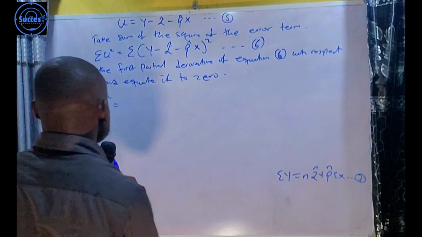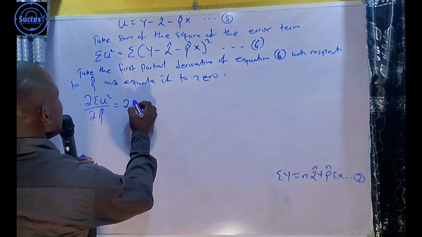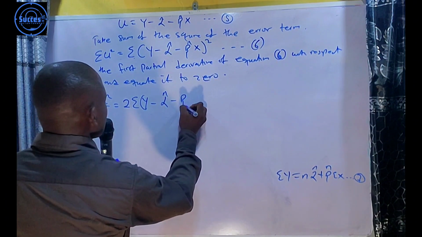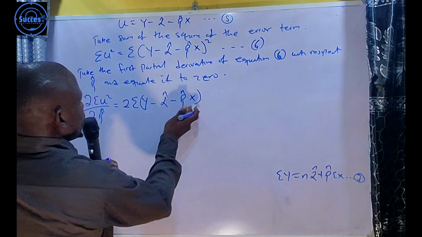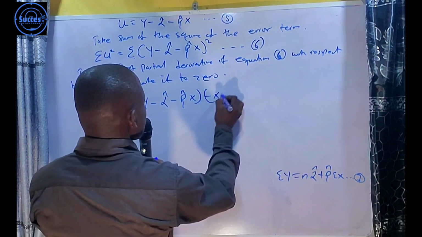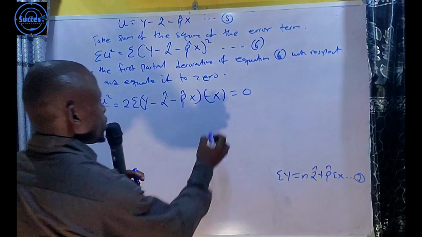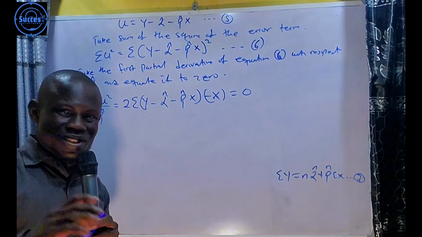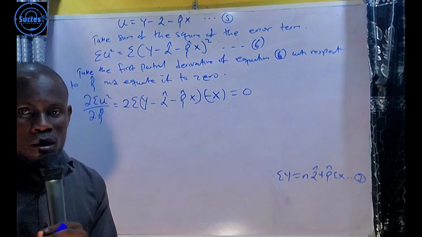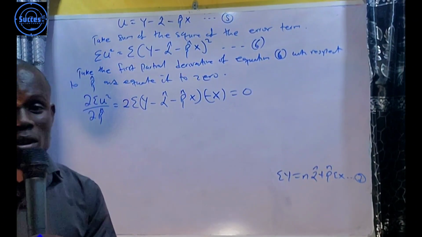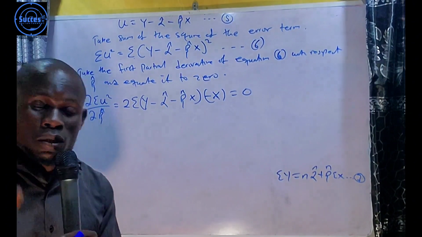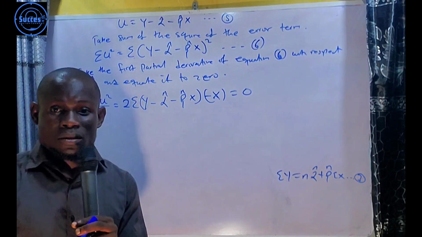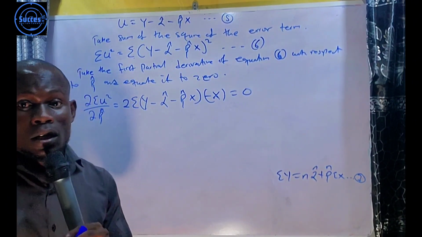So this will be 2 summation of y minus alpha cap minus beta cap x, times minus x, equals 0. Just master your chain rule. I've already explained it in the first one, so it's very, very simple. I believe all of you understand that. If you don't, feel free to DM me. Personally, I will explain that to you. Very simple, but take your time. Do your due diligence. If you don't get it, then you can refer back to me.